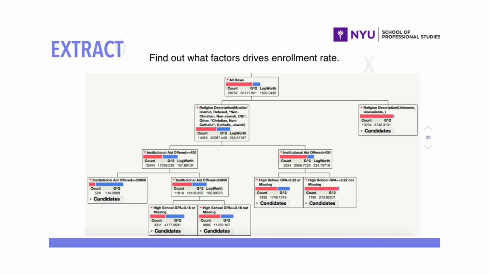Blue stands for students who enrolled, while red stands for students who don't enroll. From the decision tree, we can learn that when institutional aid is less than $400, most of admitted students don't enroll in NYU. When the institutional aid is over $23,850, most of the students choose to enroll. When the institutional aid is between $400 to $23,850, students whose GPA is less than 3.18 will enroll. That might be because the financial aid is not attractive enough for those high-score students.